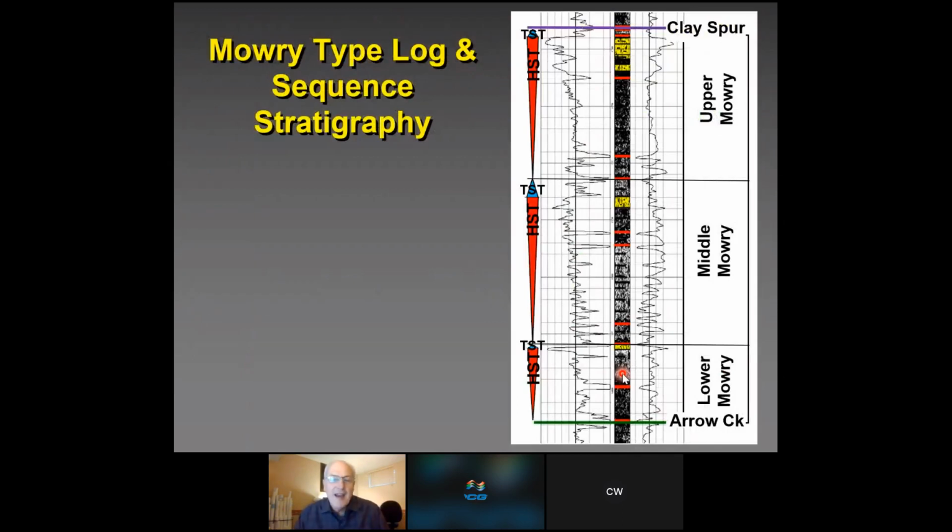Here's the Mowry, and I'm working with a student at School of Mines, and she's come up with some great work on the Mowry. We've subdivided the Mowry, like a lot of people have, into the lower, middle, and upper Mowry. It turns out these are 3 high-frequency, high-stand systems tracts. The total Mowry only was about 1.5 to maybe 1.7 million years. So these are very high-frequency cycles.